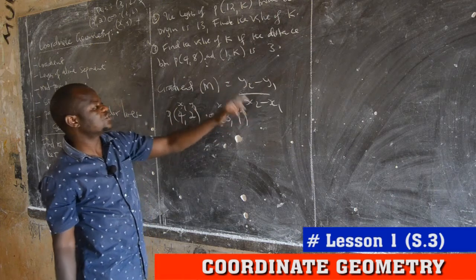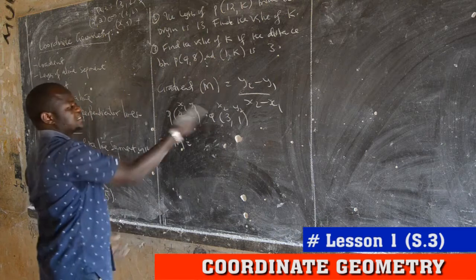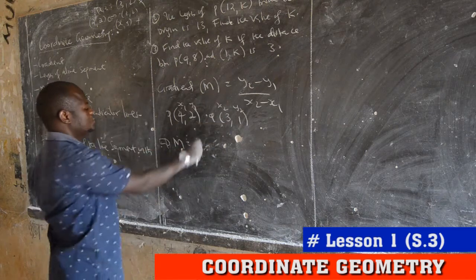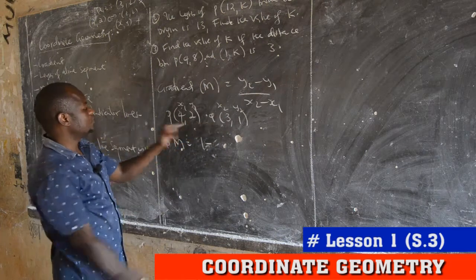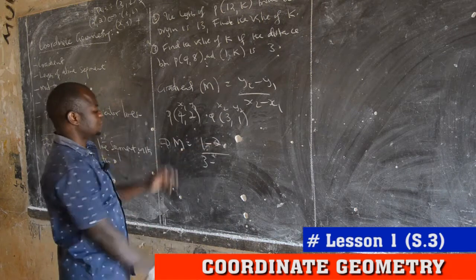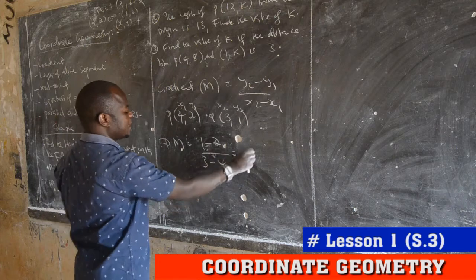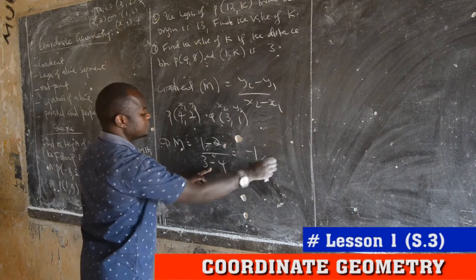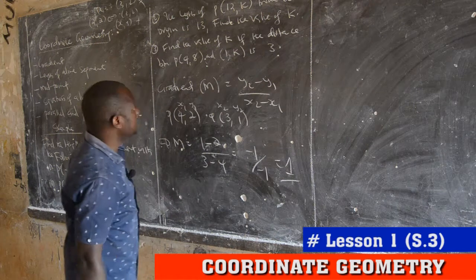So in this case we can just substitute. This is our y2, which is 1, minus our y1, which is 4, over our x2, which is 3, minus our x1, which is 2. So this gives you negative 3 over 1, which is negative 3. That becomes the gradient.